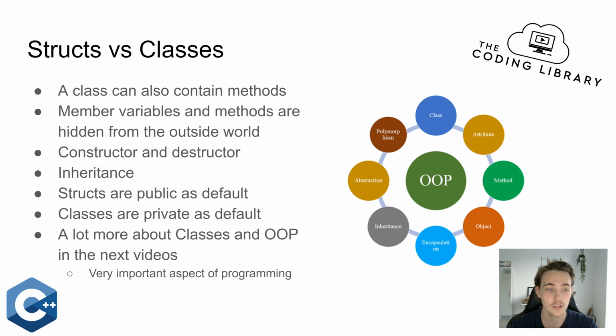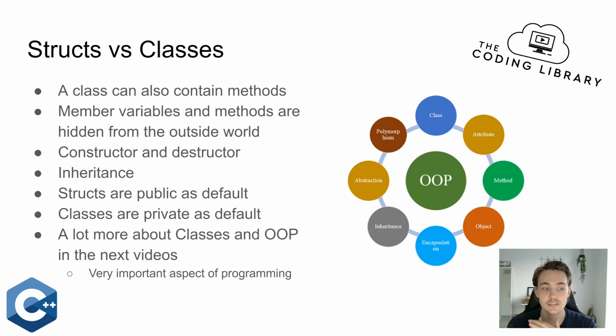And also the member variables and the methods are hidden from the outside world when we're talking about classes and when we're working with objects. So we can't access the variables of the class or use the class methods outside of that object that we created from the class. Whereas structs can be seen from everywhere in our program, so we can have the structure that we create, and then we can use its member variables everywhere in our code.